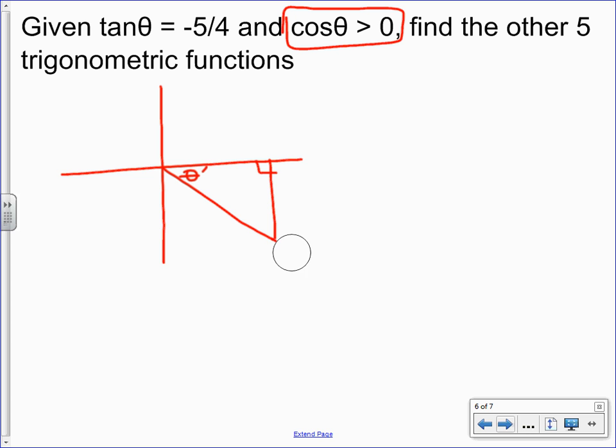We know that the tangent ratio is negative 5/4. So I'm first going to label this as opposite over adjacent. Which one would be negative? The 5 would be negative because we're traveling down vertically. Okay, take 30 seconds, 60 seconds. Find me the hypotenuse, please.